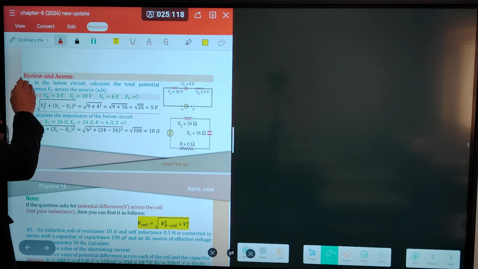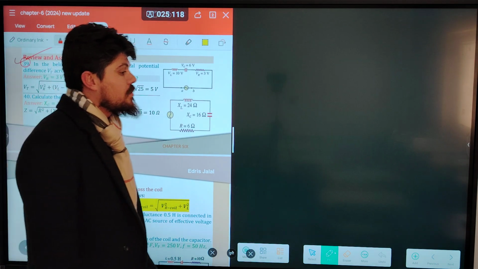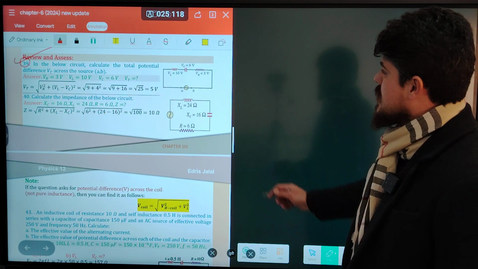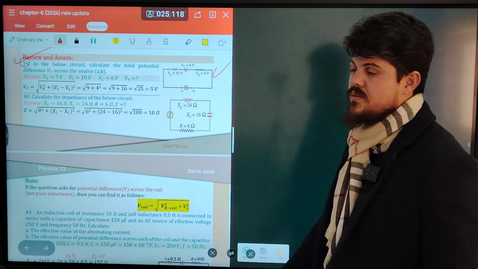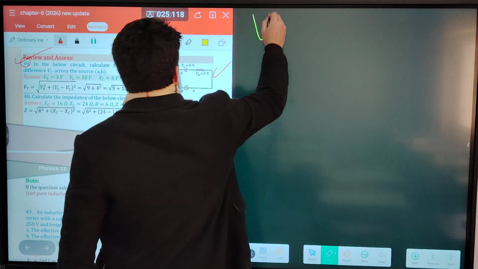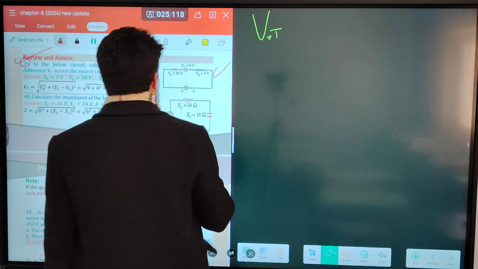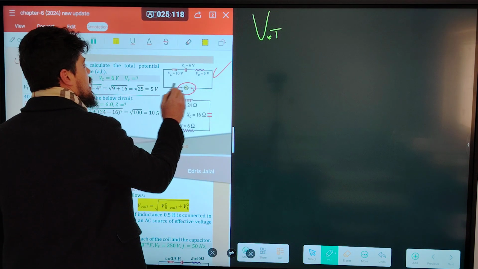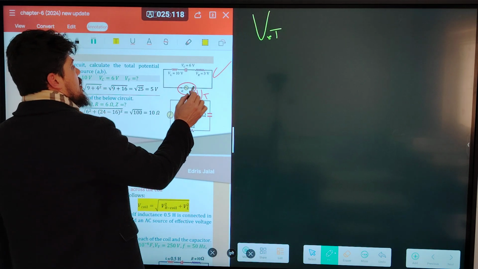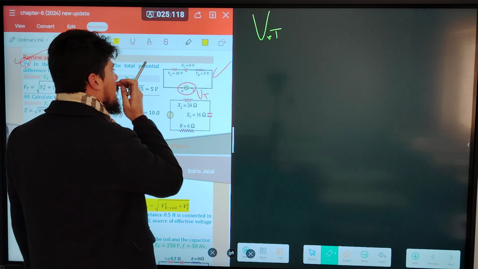Guys, look at question 39. Very easy question, and be careful. This type of question will be brought in the Wasario exam. In the below circuit, as shown in this figure, calculate the total potential difference across the source, across A and B. What do you mean by across A and B? It means the source, V total. How about potential difference across R, VR, L, VL, C, VC?